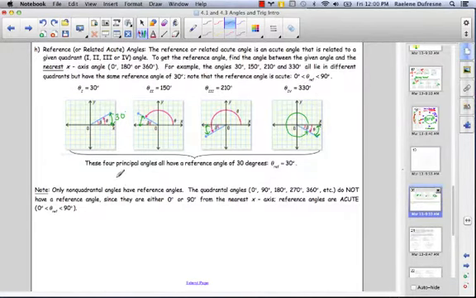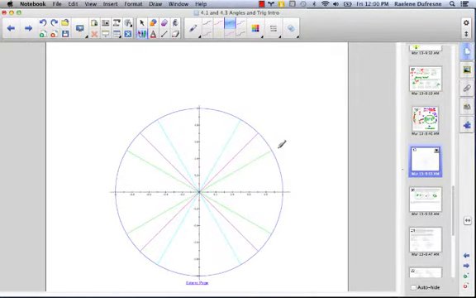And we notice that they all have a reference or related acute angle of 30 degrees. Going back then to this picture, all of these angles in green, 30, 150 degrees, 210 degrees, and 330 degrees, I've drawn them all in the same color as an indication that they all have the same reference angle of 30 degrees. Similarly for all the purple angles and for all of the turquoise angles.